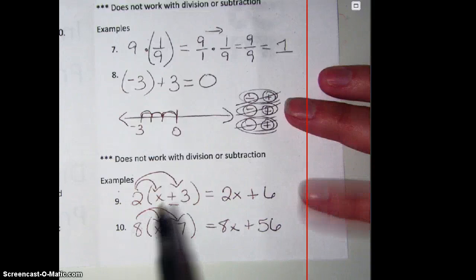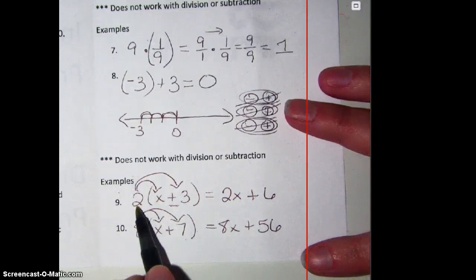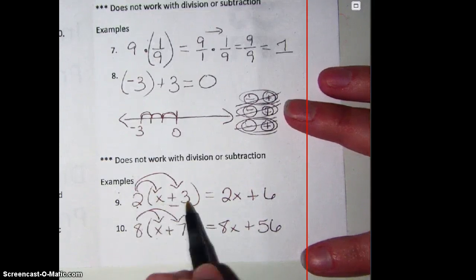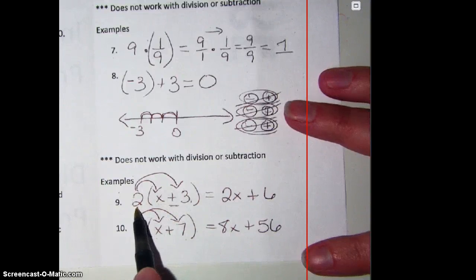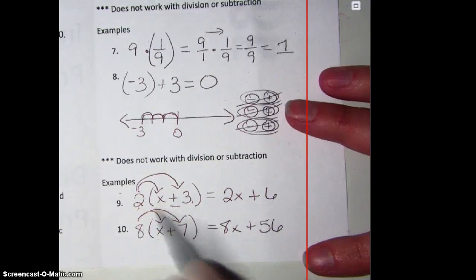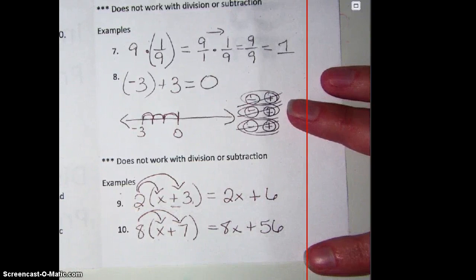So the distributive property is telling you that you can multiply any addition sentence inside the parentheses by the number outside of the parentheses, and they will be considered equivalent.